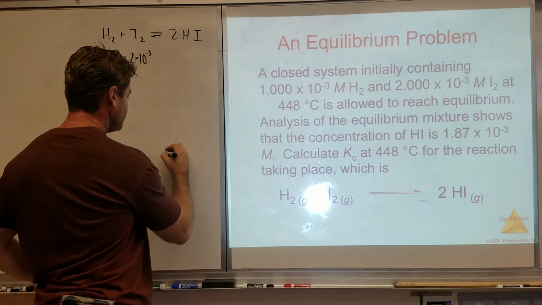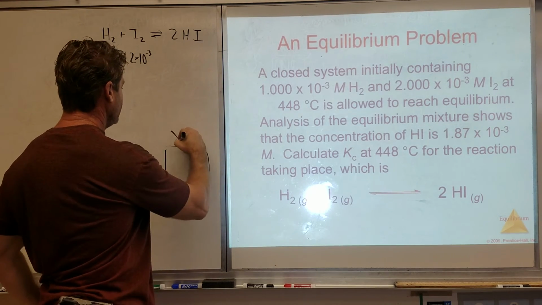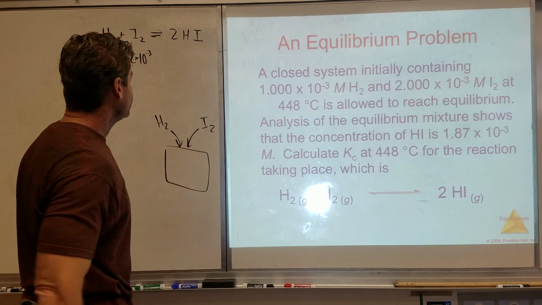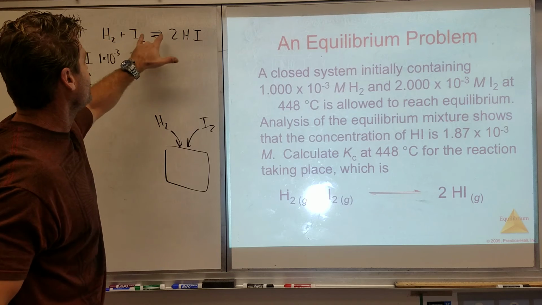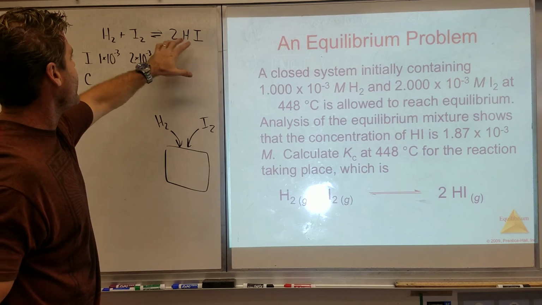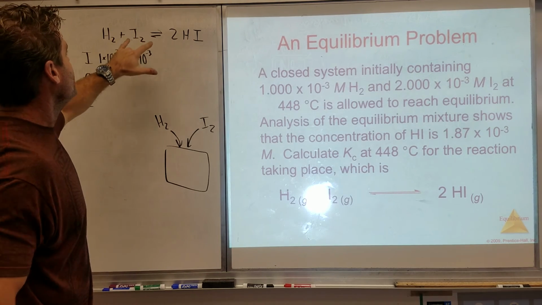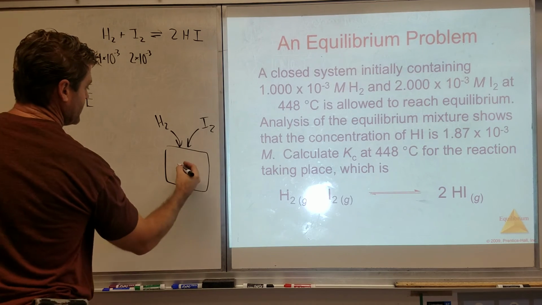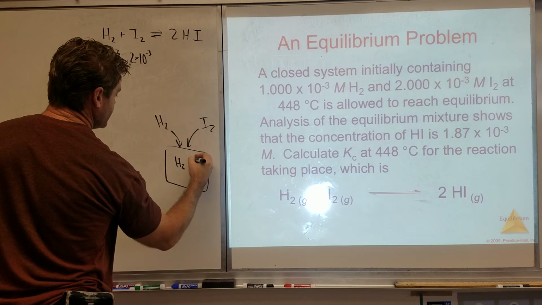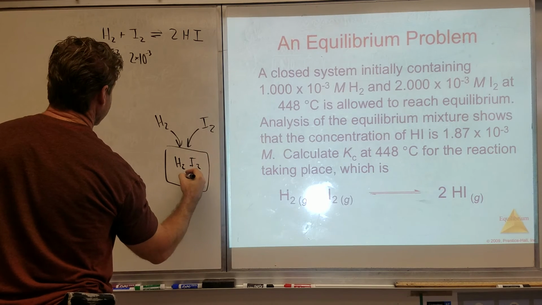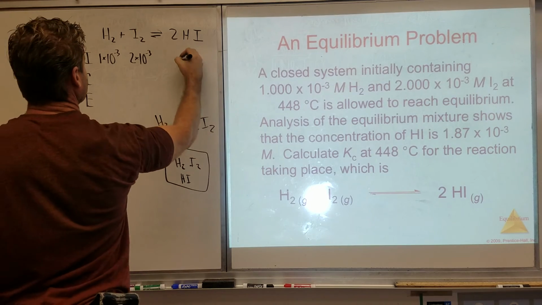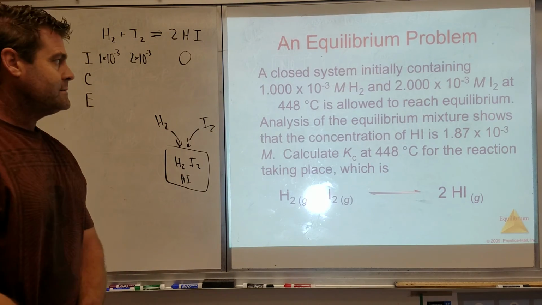Initially, right? So here's what we do. We have this container, and I'm putting in some H2 and some I2. Some of that is going to combine together to form HI, but it's a reversible reaction, so HI will also be breaking up, and it's going to reach equilibrium, right? So at equilibrium, I'm going to have some H2, some I2, and some HI. Initially, though, I don't have any of the product, right?